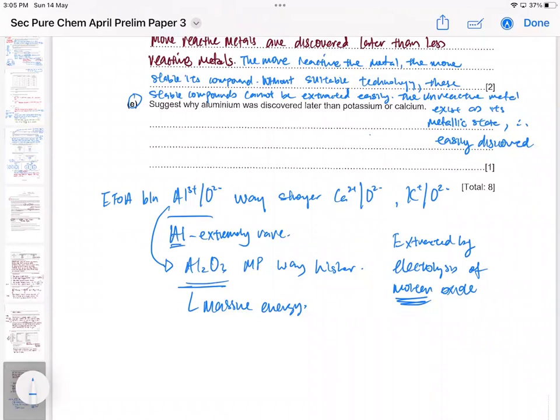Melting point. Yes, melting point. Like impurities, is it? It is the impurity concept. So the improvement here is that an impurity was added to decrease the melting point of Al2O3.